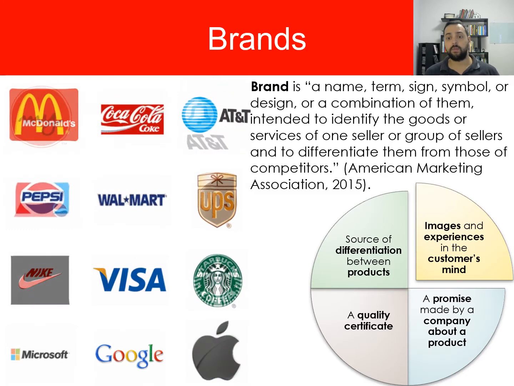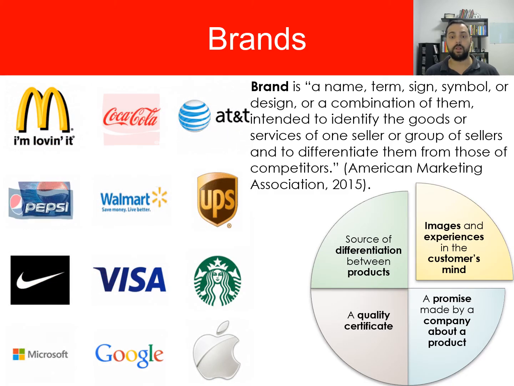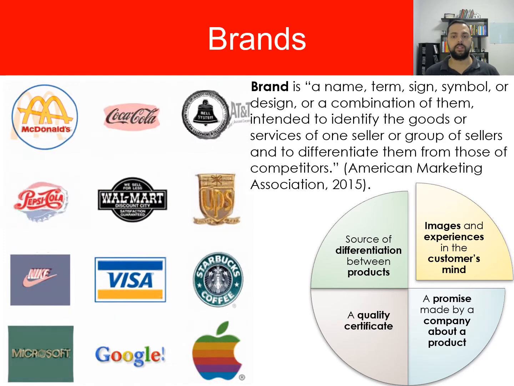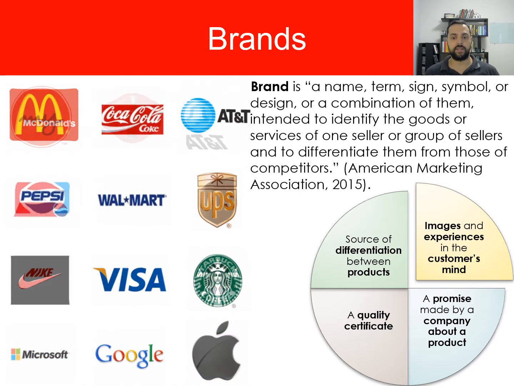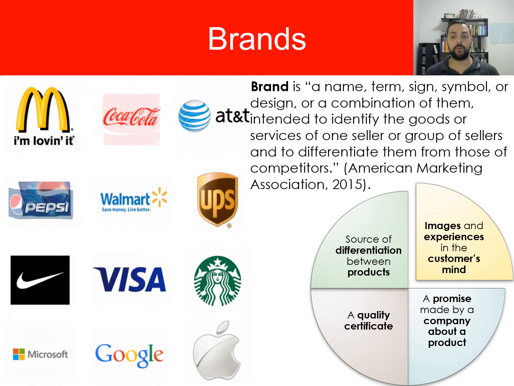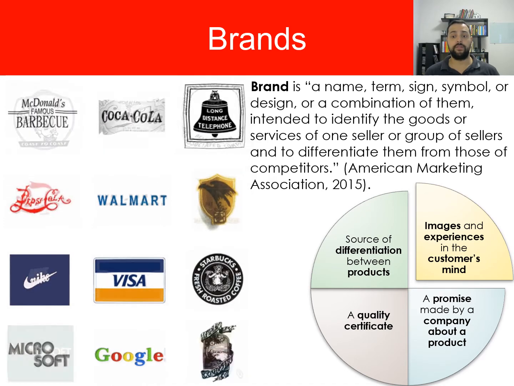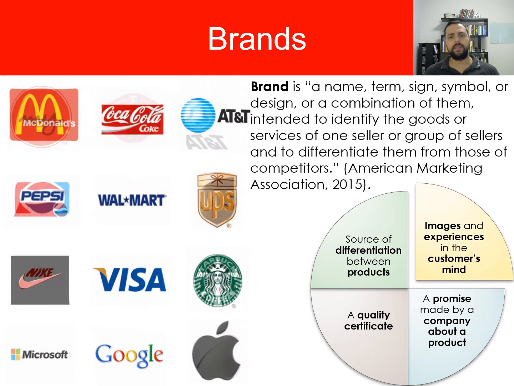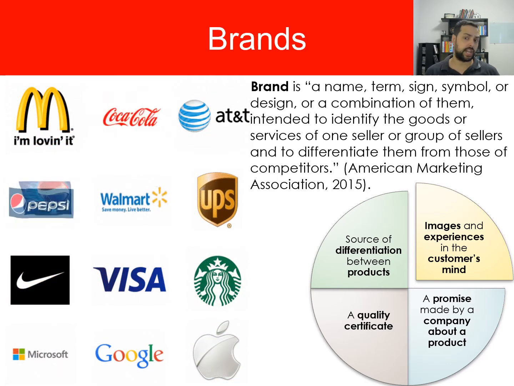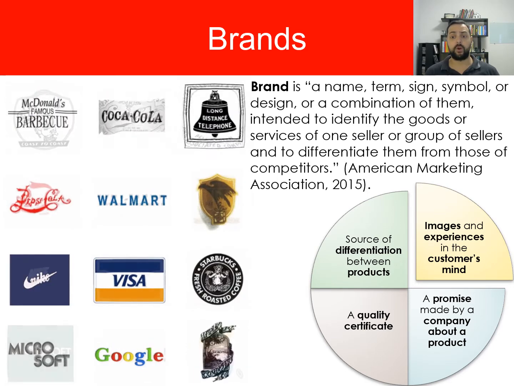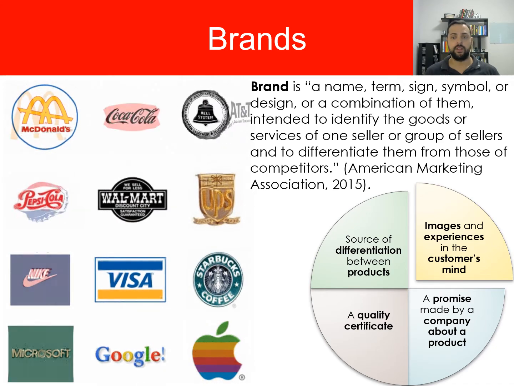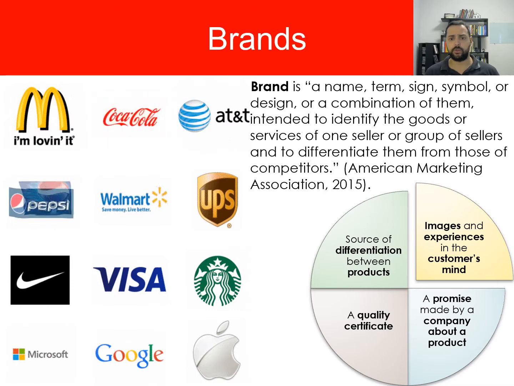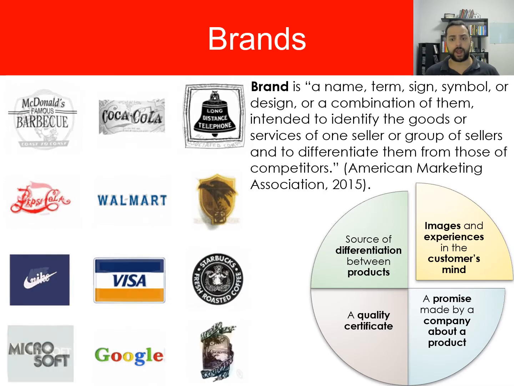A brand is a name, term, sign, symbol, or design, or a combination of them, intended to identify the goods or services of one seller or group of sellers and to differentiate them from those of competitors. This definition from the American Marketing Association represents very important aspects of a brand. So, let me try to explain the main factors related to what a brand really is.